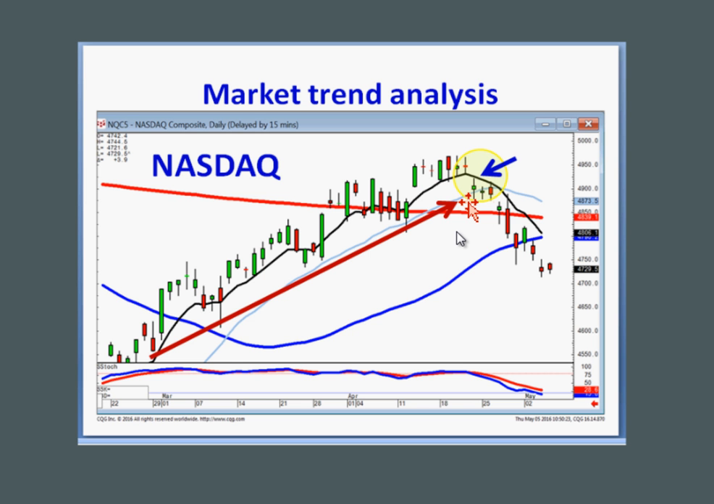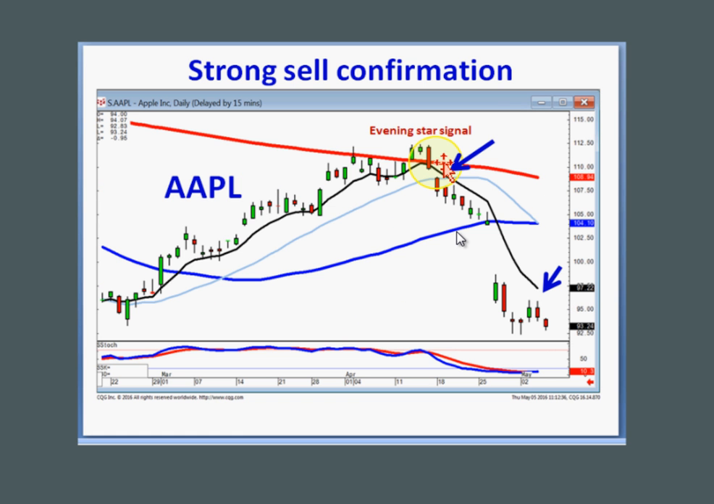Yes, the T-line crunch and the J-hook pattern can be done in a bearish manner also. So if we knew the downtrend was starting, that means we could analyze all the charts. Apple did an evening star signal right here at the 200, closing below the 200 as well as the T-line. When it gapped down the next day, that pretty much told us we were in a downtrend.